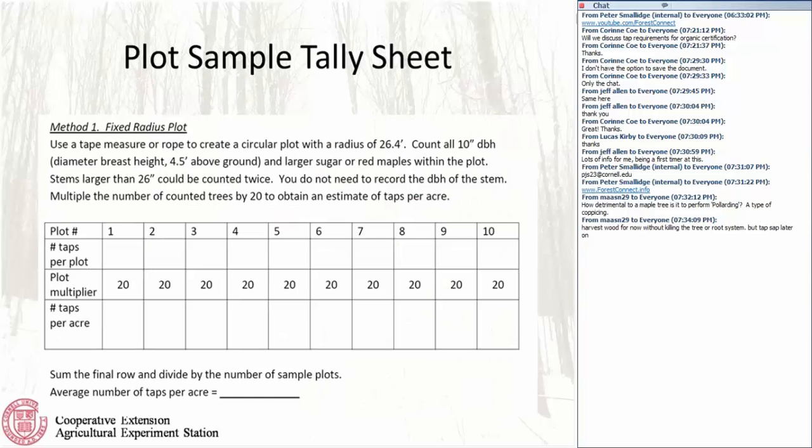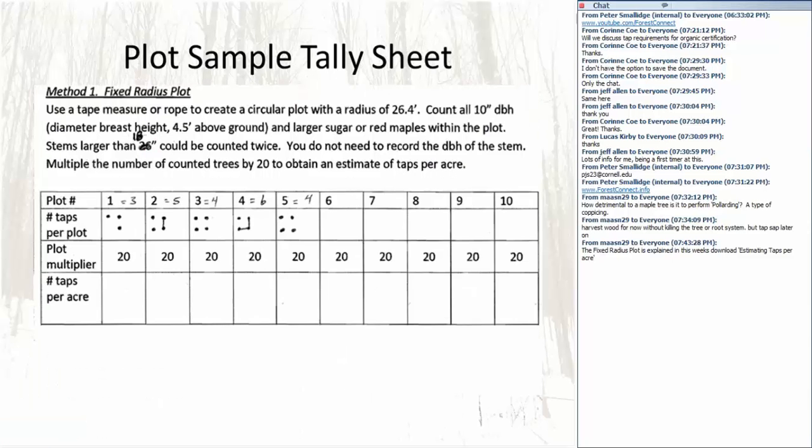So this is what the tally sheet looks like, and you either do or will have an example of this, and it describes it there. Use a tape measure or rope to create a circular plot with a radius of 26.4 feet. Count all 10-inch diameter trees and larger within the plot. So that says that should be 18 inches. Stems larger than 18 inches can be counted twice because you're going to put 2 taps in those. You don't need to actually measure the diameter of the stems. That's an advantage here. You just count the number of stems, and then you multiply it times 20.